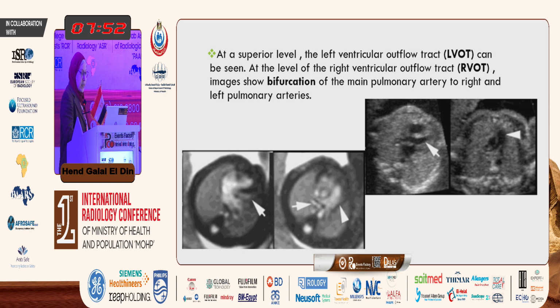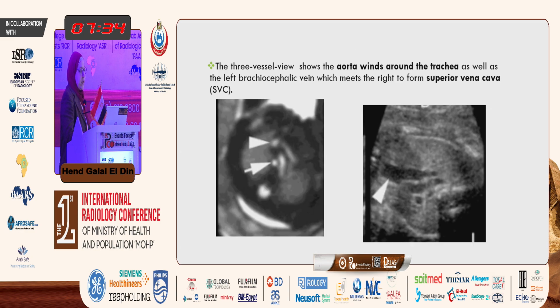At the superior level, we can see the left ventricular outflow tract, the outflow tract of the aorta, and the right ventricular outflow tract. We can see the bifurcation of the main pulmonary artery into the right and left pulmonary arteries, like we see in the pictures below. The 3-vessel view shows the aortic arch around the trachea, as well as the left brachiocephalic vein, which meets the right one to form the superior vena cava.